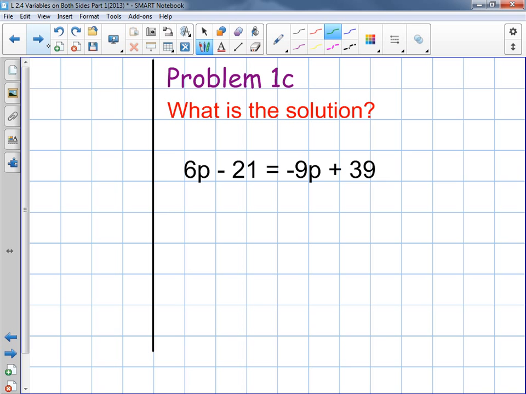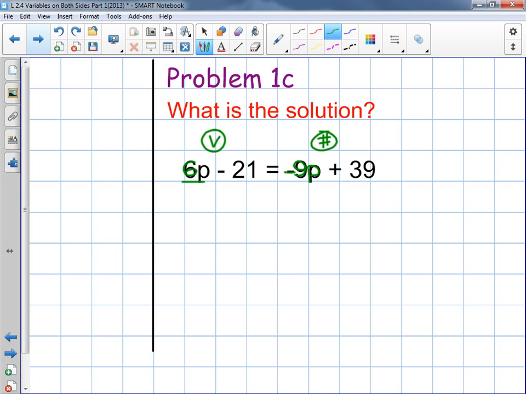Okay, the first step in solving this equation is to figure out which side is going to be the variable side and which side is going to be the number side. Compare the variable terms, 6p and negative 9p. In this case, 6p is larger than negative 9p, so the left is going to be the variable side. The right side is going to be the number side.